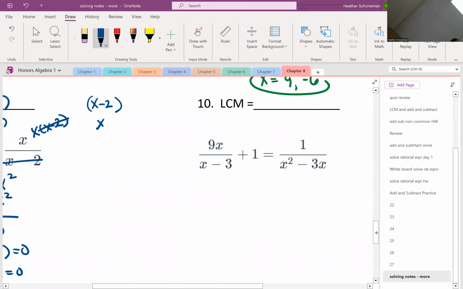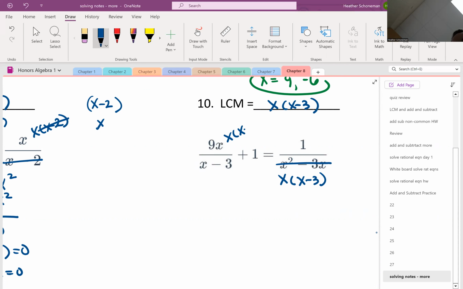All right, let's try this again for number 10. To find the least common multiple, just like you did when you were adding and subtracting, you've got to factor the denominator. So to factor it, I'm going to take out an x, and I'm left with x minus 3. Now I know my least common multiple is going to be x times x minus 3, because everything needs to be represented. You're not going to combine them. You're going to represent everything.